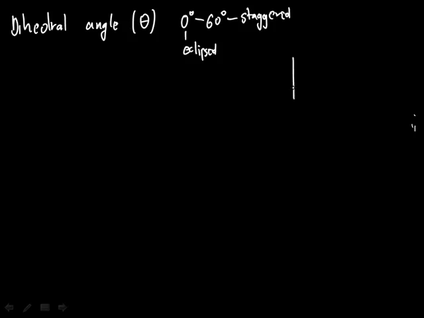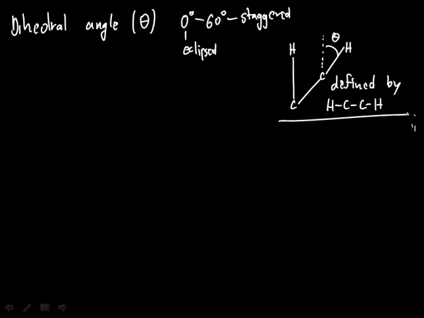If we're going to look at this dihedral angle, it's really important for us to realize that the dihedral angle, theta, is defined by 4 atoms. So in this case, it's defined by the HCCH subunit. And that's an important thing to remember, right?